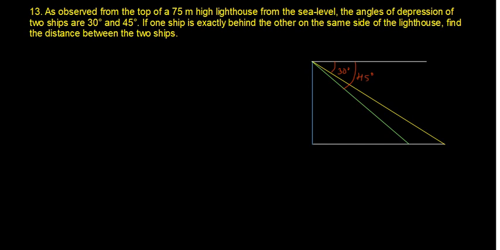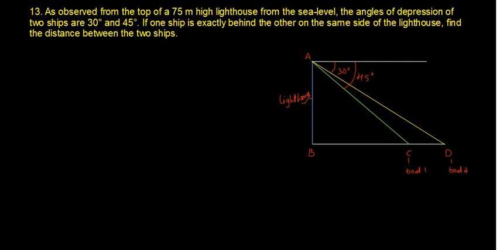I will name the points A, B, C, D. So here they have asked about CD, that is the distance between the two ships. So I'll just write this as lighthouse, and this may be boat 1, this may be boat 2 for your understanding purpose. These two are angles of depression.